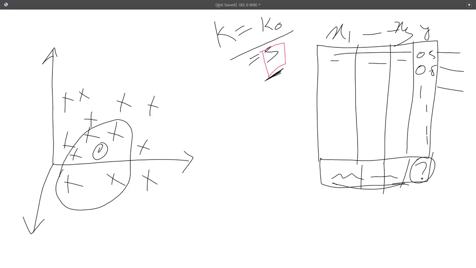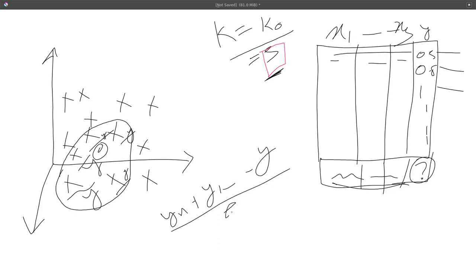Now given these 5 points, I'll find the average of the values of y that these 5 points have. Whatever value of y these 5 points have associated with them, I'll take those 5 values, add them up, and divide by 5. Whatever value I get is my y new, or y predicted. So this is how it works for a regression problem. I don't think there's much more to be discussed when it comes to k nearest neighbor.